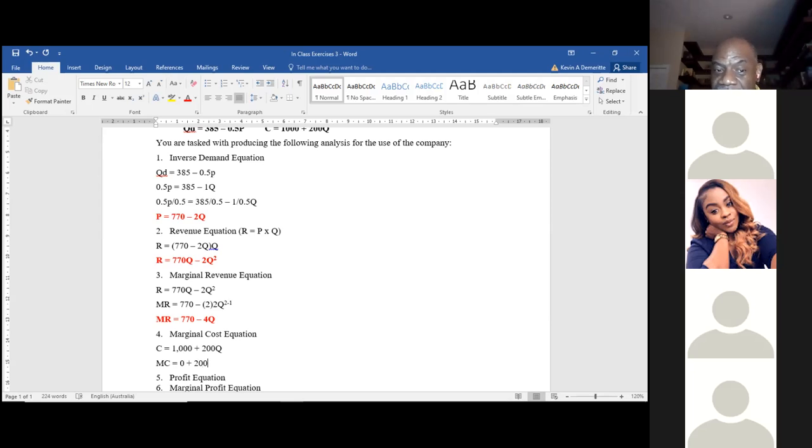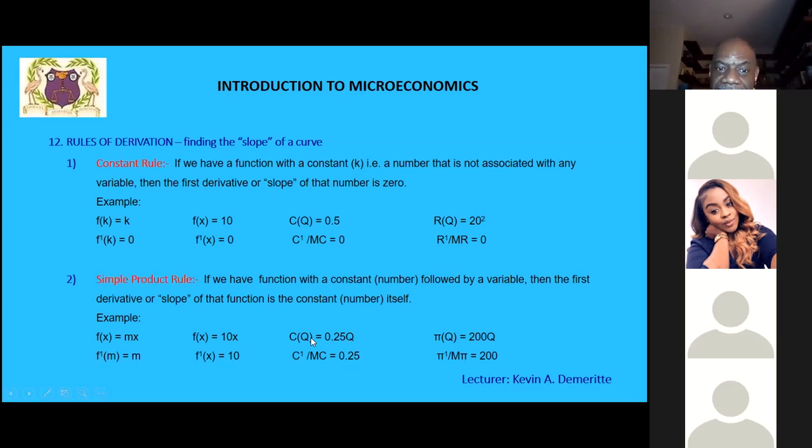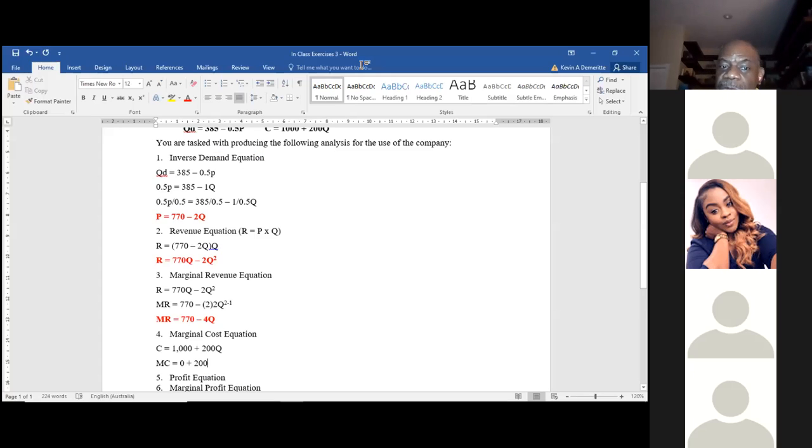You're thinking about the second rule. The second rule says that if you have a function with a constant followed by a variable, 0.25Q or 200Q, the slope is just 0.25. The Q falls away. See here again, 200Q just becomes 200. So in that case, our 200Q just becomes 200. So we end up with a marginal cost equal to 200.